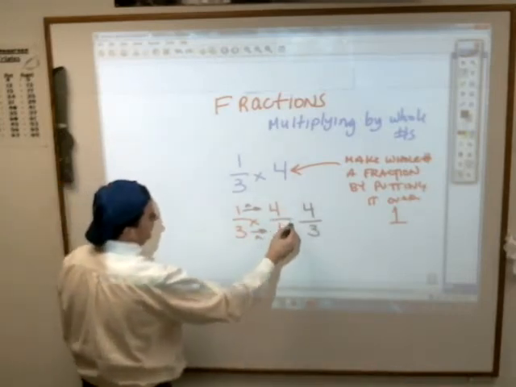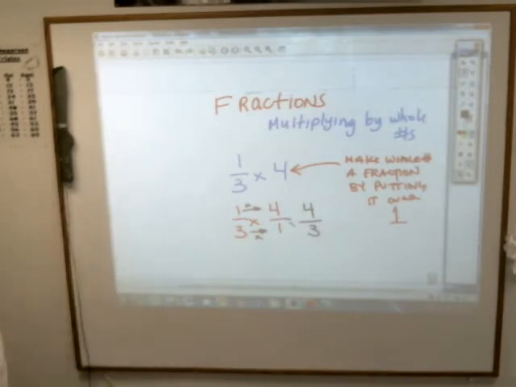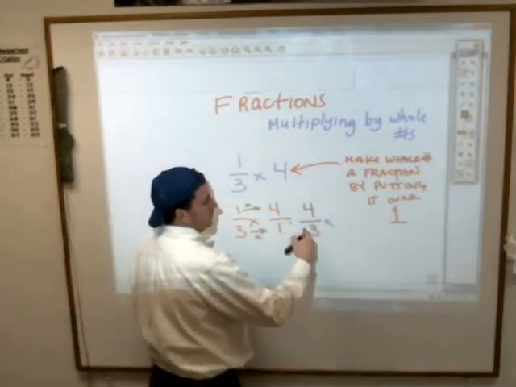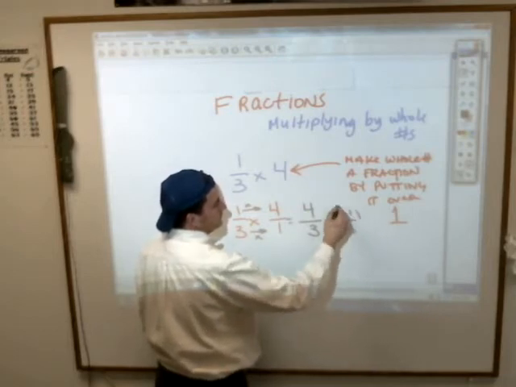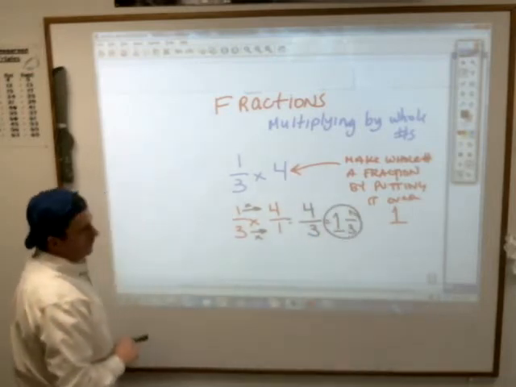Why? Because 4/3 is, Peter? Right, it's an improper fraction, so you need to change it back to a mixed number. 3 goes into 4 1 whole time with 1 left over. 1 and 1/3.